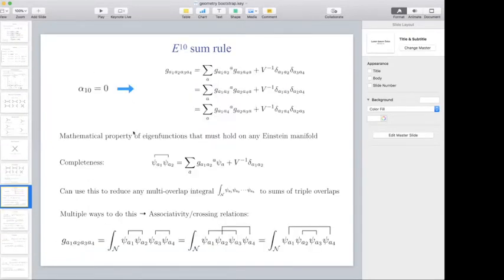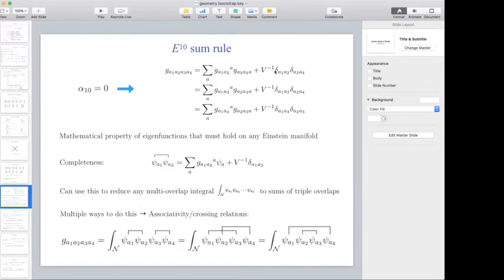Okay, so let's look at this leading E to the 10th alpha. So the thing that has to be true for this to vanish is the following sum rule. The quartic overlap integral has to be related to the triple overlap integrals in this way. So this is now just some mathematical property of eigenfunctions that has to hold on any Einstein manifold. This is a purely mathematical statement that just has to be true in order for this amplitude to cancel.